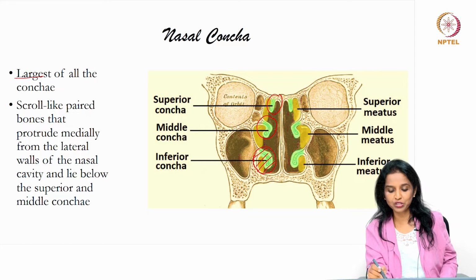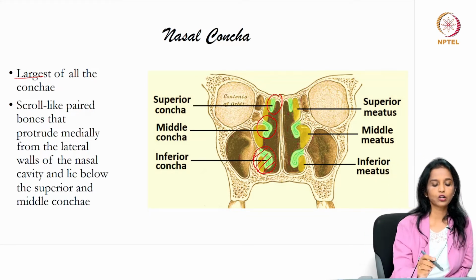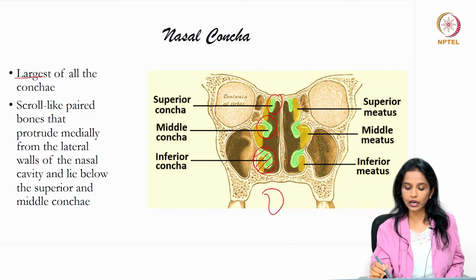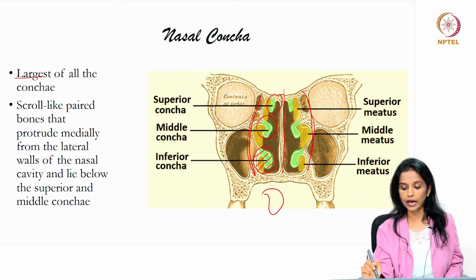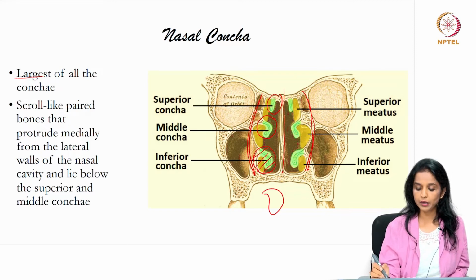You can see the position. So these two are smaller than this. So this is the lower nasal concha, and it is scroll shaped. It is like a scroll, and it protrudes medially from the lateral walls. So these are the lateral nasal walls, and this is the nasal septum at the midline. On the sides we have the lateral nasal walls, and below lie your superior and middle concha.